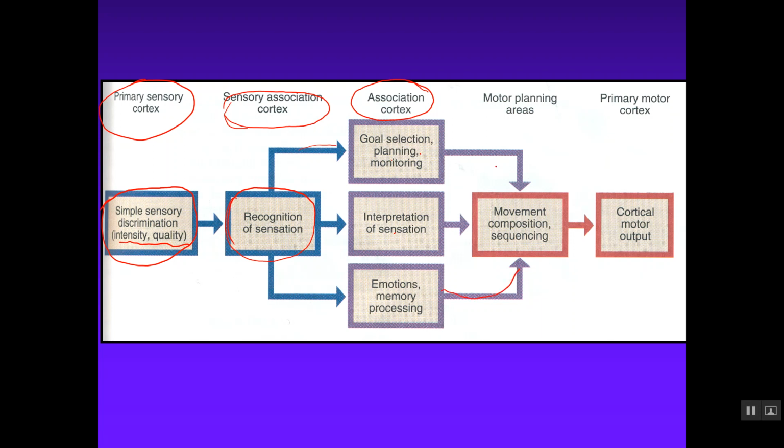And then if you have to respond to it, you send it to the motor planning areas that kind of decide, is this something I've done before? Can I use a pre-programmed little thing to do this? Or is it a novel thing? And then I've got to send that to the primary cortex to actually act on that, make action based on the sensory input that came in. Okay?